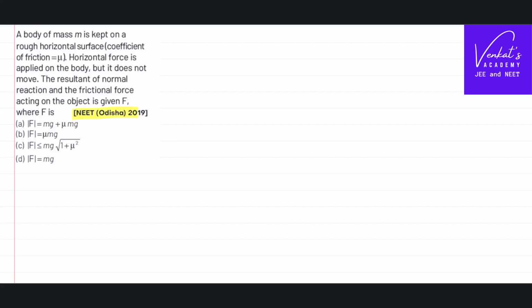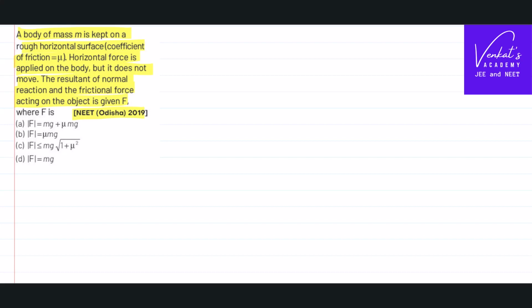The NEET 2019 question. The question is from the topic friction. The problem is like this. A body of mass m is kept on a rough horizontal surface. Horizontal force is applied on the body, but it doesn't move. The resultant of normal reaction and the frictional force acting on that is given by.